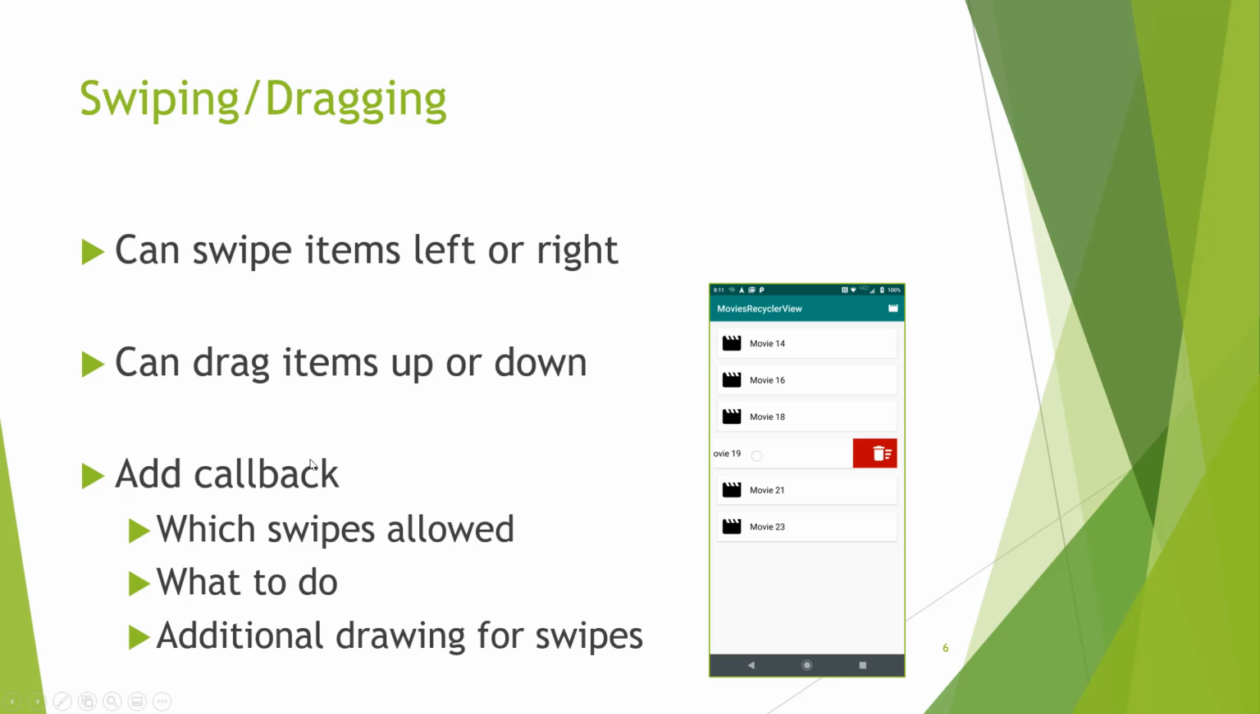You just have to define a callback that says which type of swipes are allowed. In this particular case, I said only left swipes are allowed. You could also allow dragging to reorder things. In this example, we're doing an order from the database, so I'm not going to allow vertical dragging to reorder. And then you say what to do when those swipes actually happen. You can also have additional thing to draw this little red and the icon in there, which is kind of a nice little extra for the user.